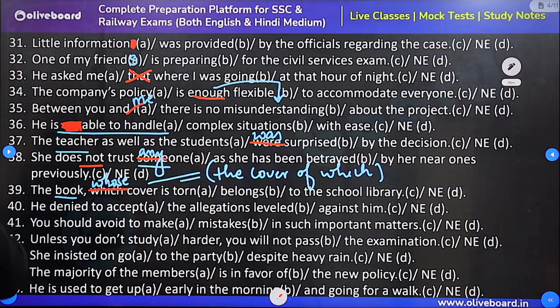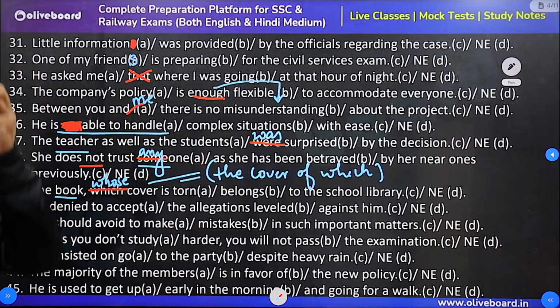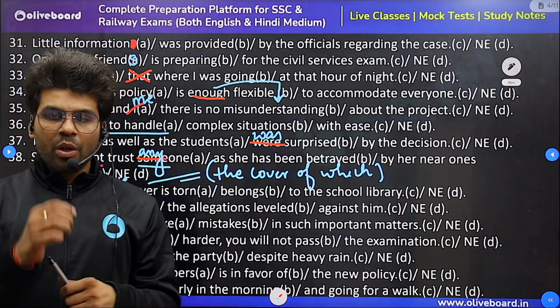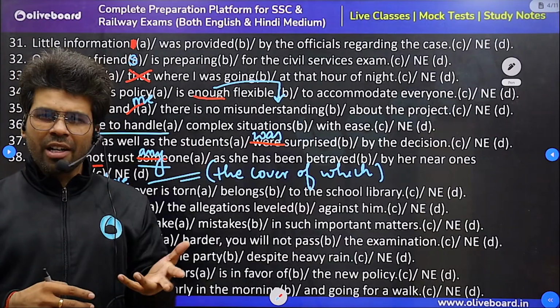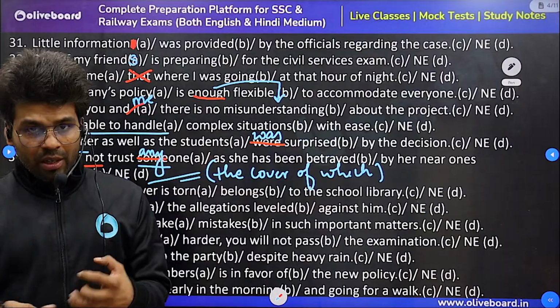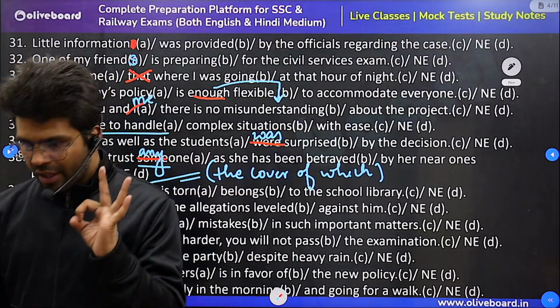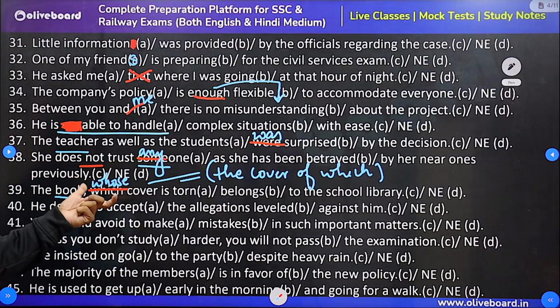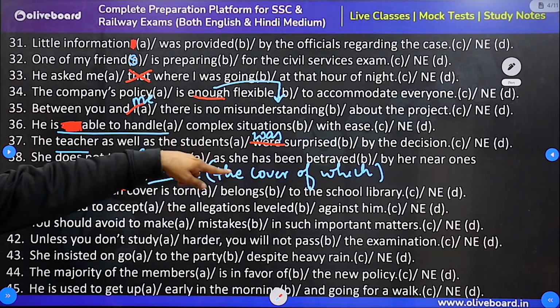Absolutely correct, because for non-livings we don't put apostrophe. India's population is equal to population of India. China's Great Wall, the Great Wall of China. Statue's Liberty, the Statue of Liberty. The Statue of Unity. So of variation is perfect. Say whose cover, but that's a better choice. The cover of which is torn.